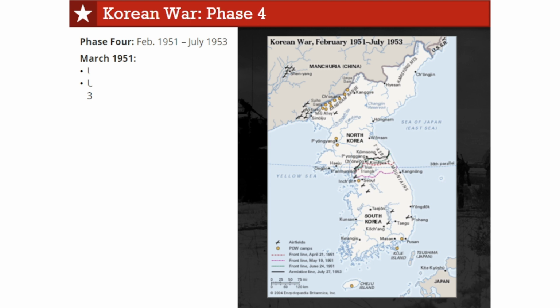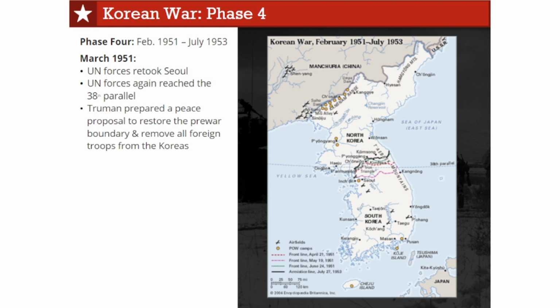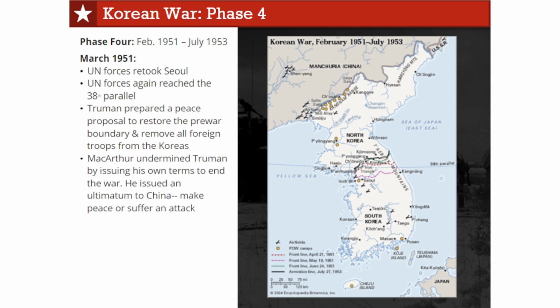By the end of March, UN forces had again reached the 38th parallel. President Truman began work on a peace proposal that would restore the pre-war boundary and remove all foreign troops from the Koreas. After MacArthur received notice of Truman's proposal, he undermined Truman by issuing his own terms for ending the war. He made a public statement, an ultimatum, threatening to attack China unless the Chinese gave up the fight.